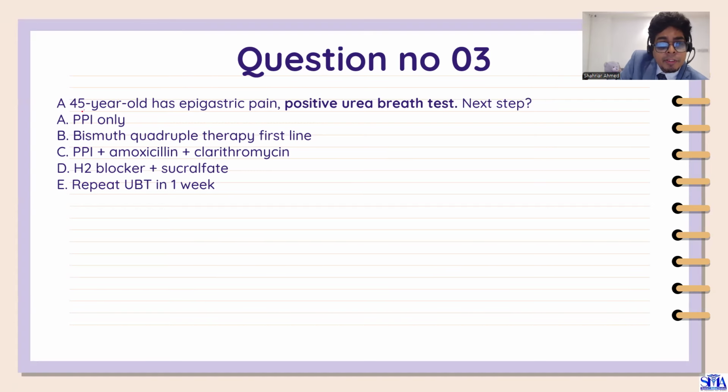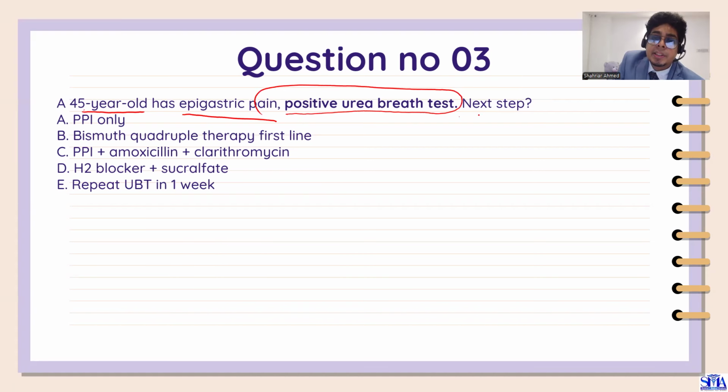Okay. A 45-year-old has epigastric pain and a positive urea breath test. What is the next step? Now you can start answering. So next time, do not do that. I'll put you in the waiting room, then you cannot see the class.